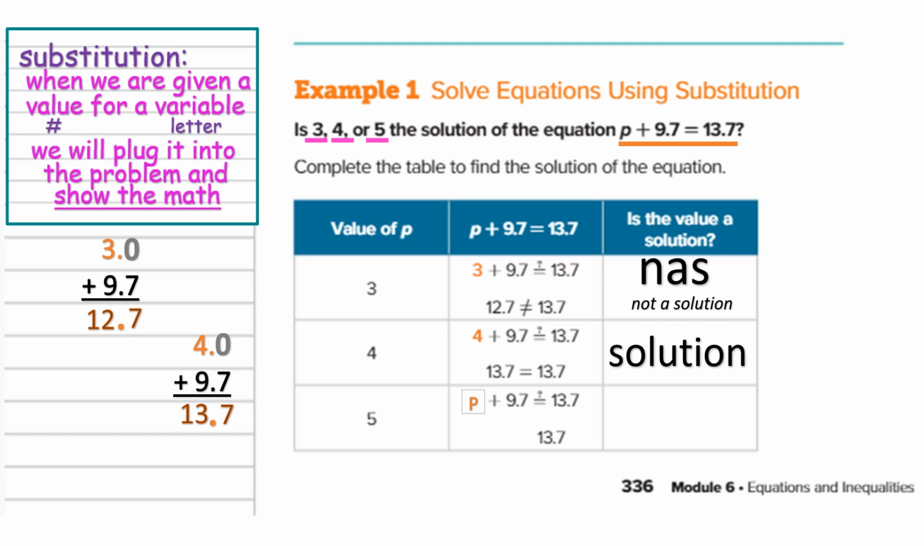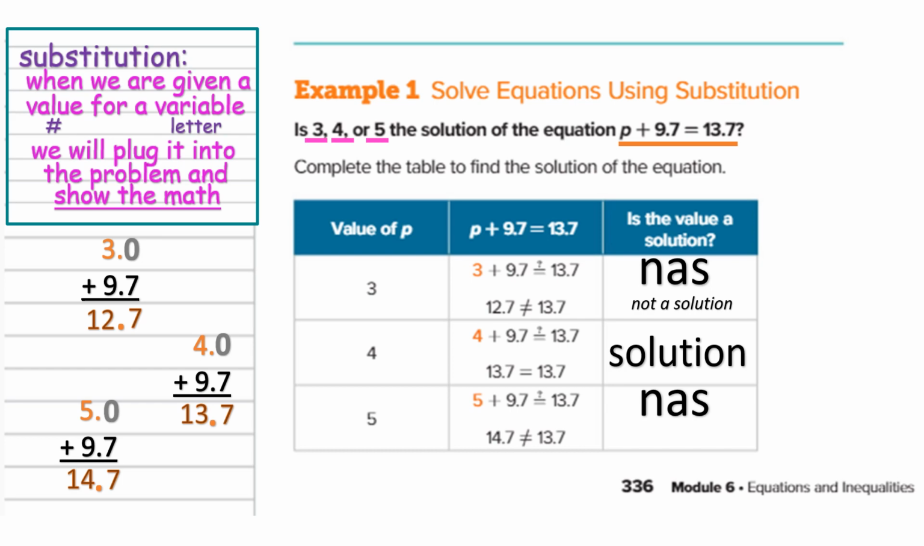Now I'm going to try 5. Why? I already have a solution at 4, but it tells me I need to try 5. So I'm going to try 5 and give the answer of yes it is or no it isn't. So when I do it, I'm going to plug in the 5 for the variable of p. I'm going to add a decimal to the end of it so I can line up my decimals. I'm going to fill in with zeros and then bring my decimal down. 0 and 7 is still 7. 9 and 5 is 14. 14 and 7 tenths is larger than 13 and 7 tenths. They are not equivalent to one another, so that is simply an NAS.